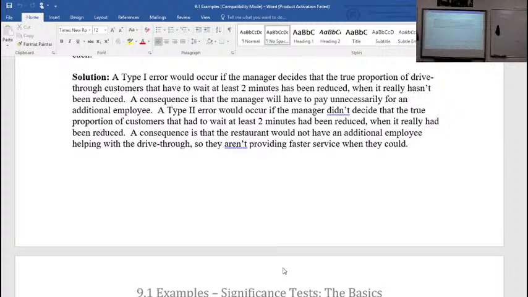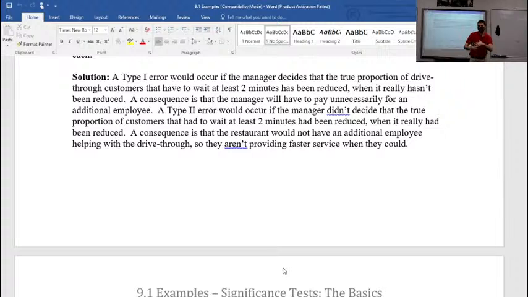So another way to say that is that type 1 would be saying that you're concluding the alternative when the alternative is actually not true, because that's what rejecting would lead you to do. It would lead you to conclude the alternative when the alternative is not right. Type 2 would be failing to reject incorrectly. So that means that we don't conclude the alternative when the alternative is actually true.